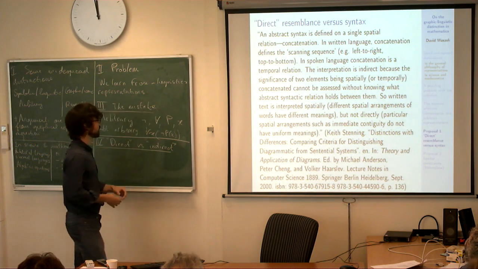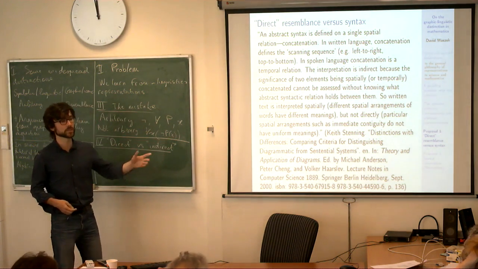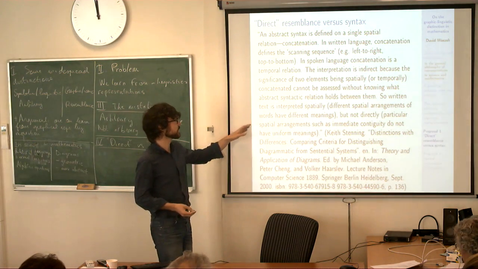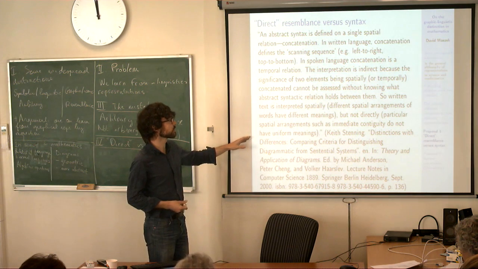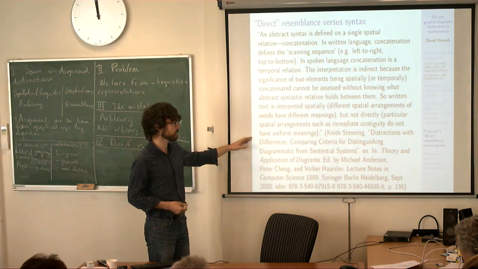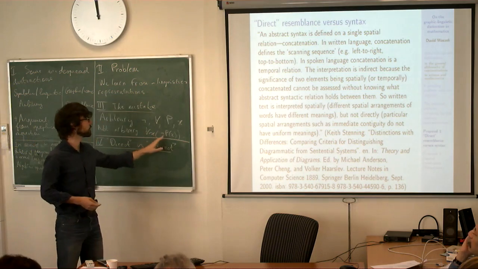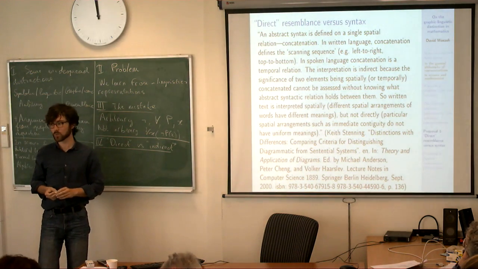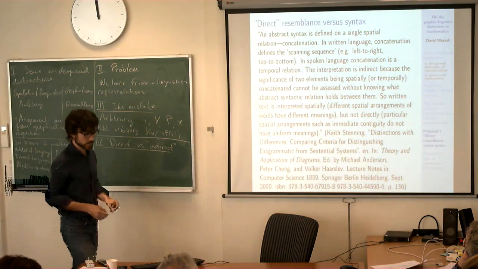Okay, so ARB is not the same as BRA, but not directly, in the sense that particular spatial arrangements, such as immediate contiguity, do not have uniform meanings. So the meaning is not uniform, and you need to go through a syntax to understand what the meaning is. So that's the first proposal that is often made.